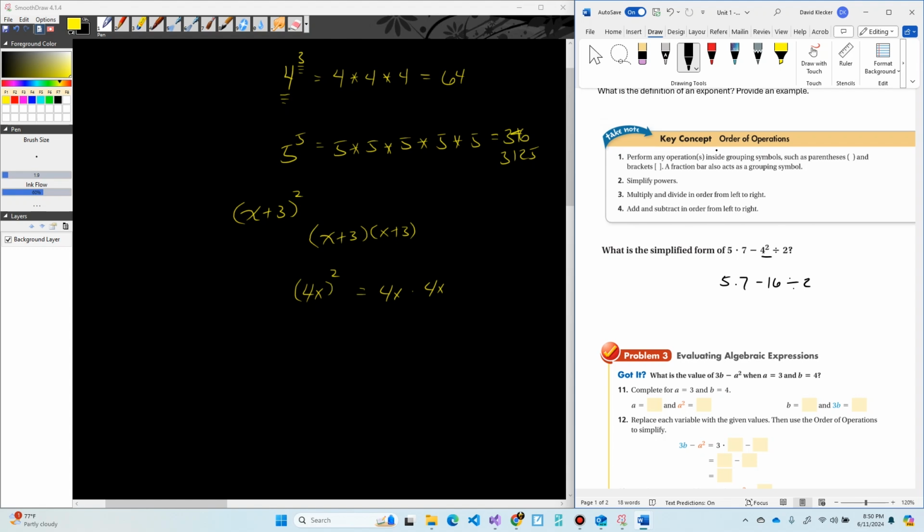I will now take multiply and divide in order from left to right. I have 5 times 7, which I will resolve now: 35. I'm not dealing with subtraction just yet. I will now divide 16 divided by 2, which is 8. Now that I have no more multiplication or division, I will add and subtract in order from left to right. I've only got one operation left: 35 minus 8. That's going to be 27, which is the final answer for that value.